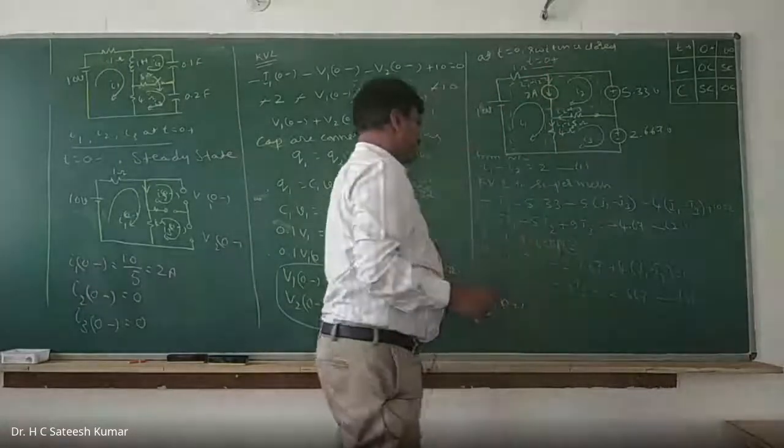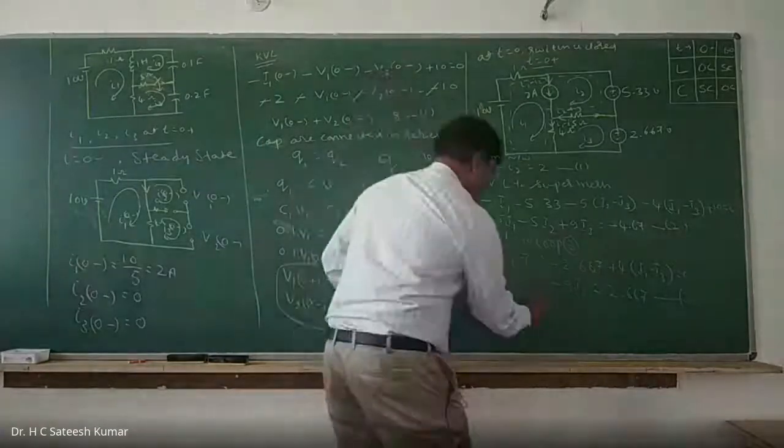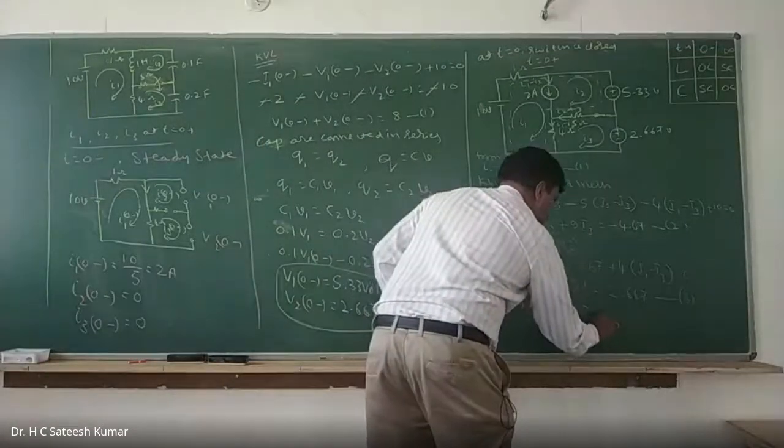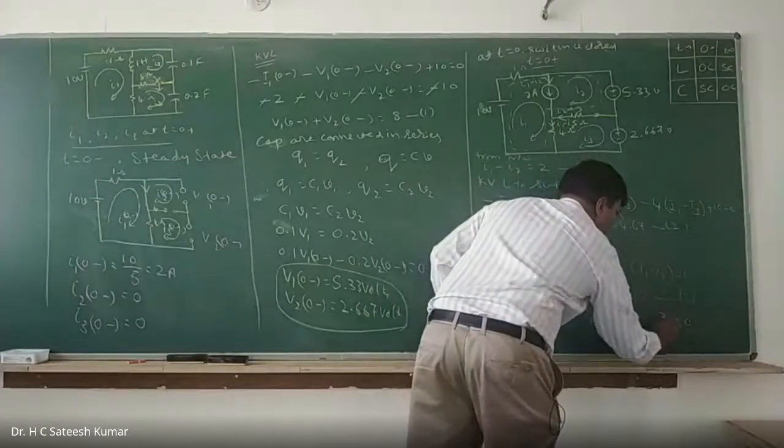For simplicity's sake, every time I don't want to write 0 plus, 0 plus, 0 plus. You will get I1 at 0 plus, I2 at 0 plus, I3 at 0 plus. These are the things we want.